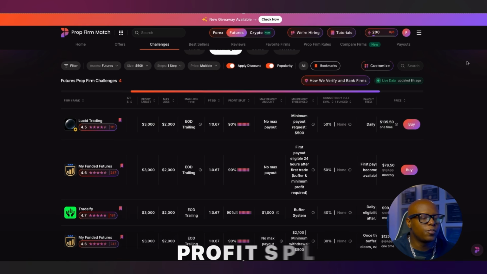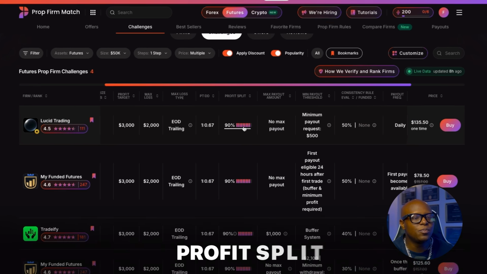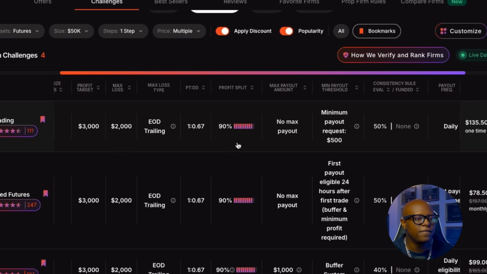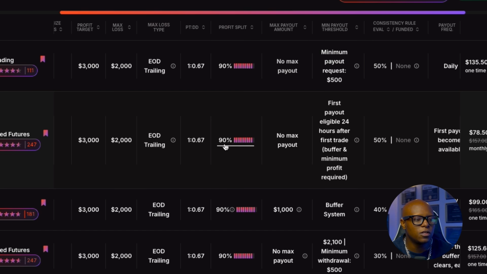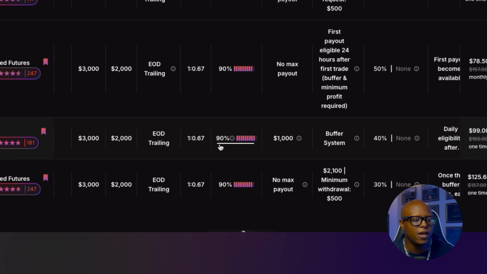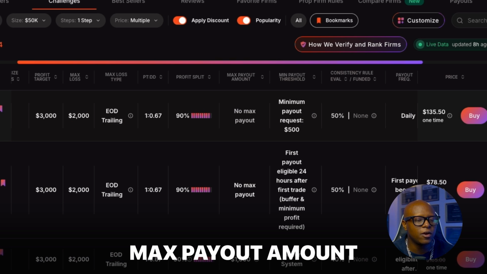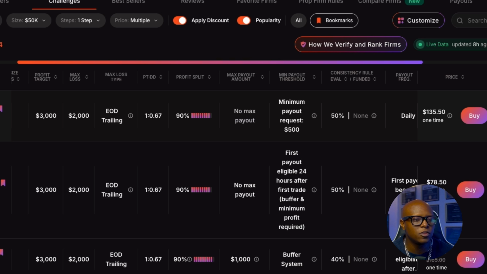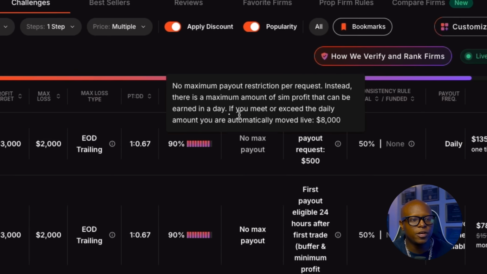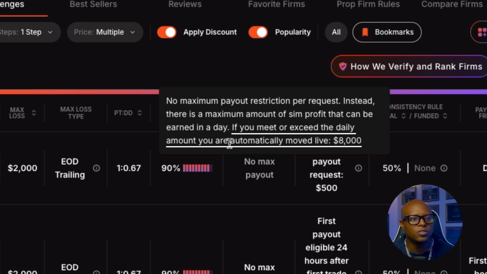Now let's get into the payouts and what you actually get to take home. For profit split with Lucid, you're going to get 90% of the profit. For MyFunded Futures, it's 90% as well, along with the Tradeify Select Daily account and the MyFunded Futures End of Day account. For your max payout, there is no max payout for the Lucid Trading account, but once a trader meets or exceeds the daily amount, you're automatically moved to a live account, which is at $8,000.